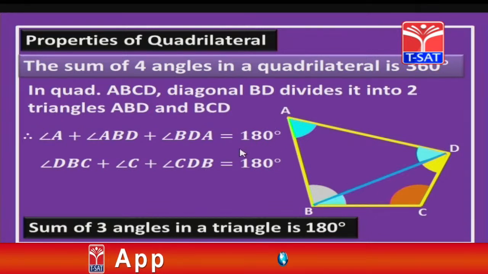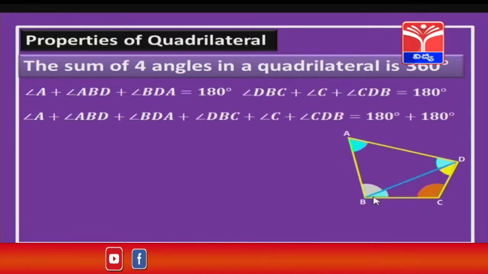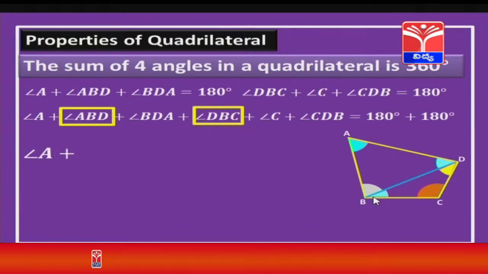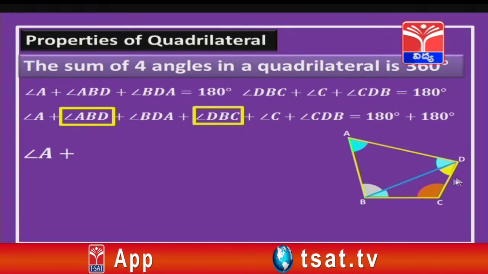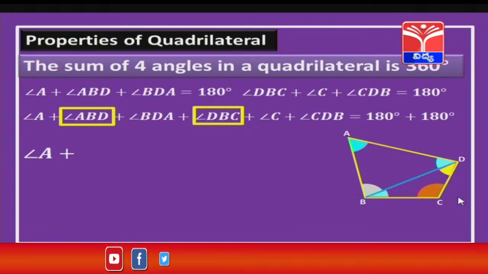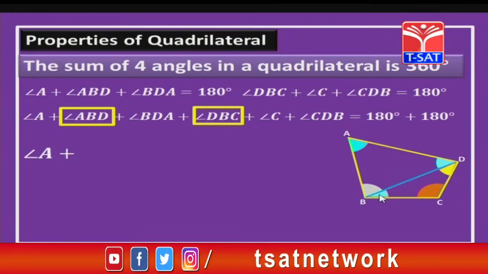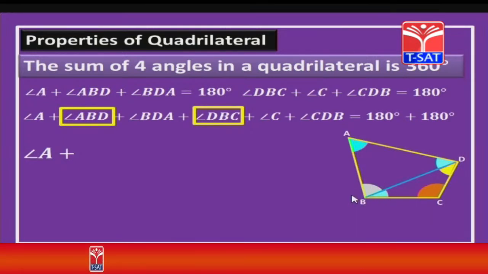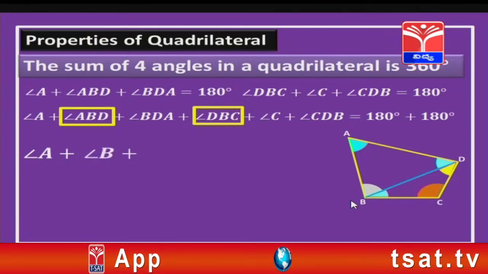Now, let us add these two angles, children, that is angles of first triangle and angles of second triangle. So, on adding them, you get 180 plus 180 in RHS. So, I will write angle A as it is in LHS, and notice angle ABD plus angle DBC. So, angle ABD, this part, and angle DBC, this part. If you add these two parts, what do you get, children? This total part is nothing but angle B. So, sum of these two angles is angle B.